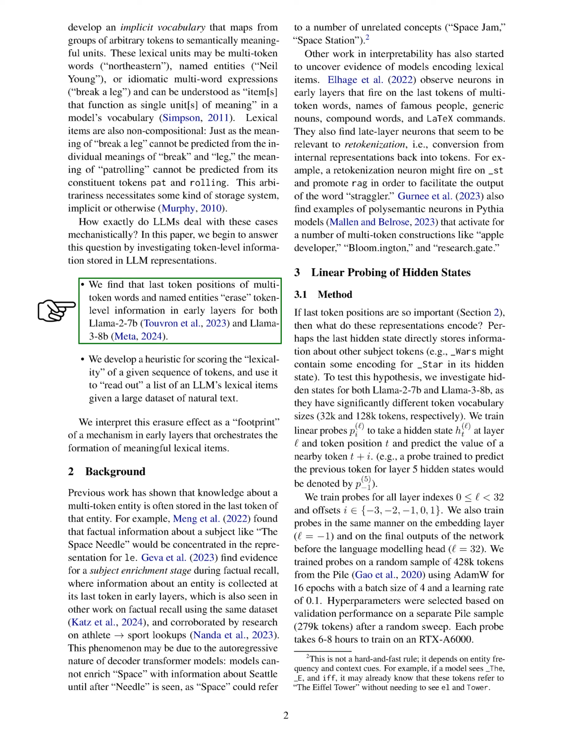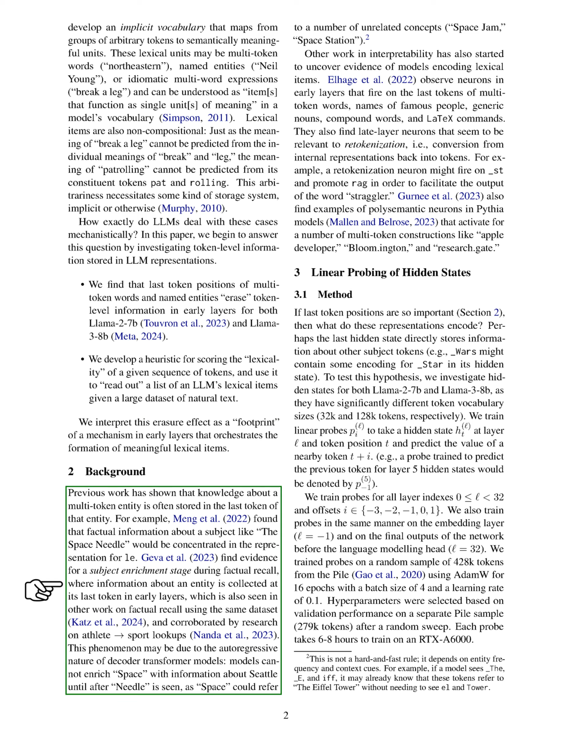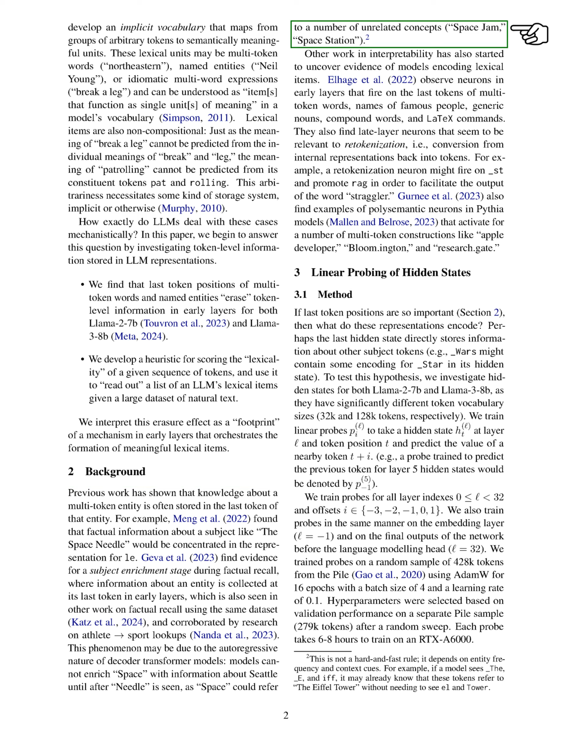We observe that the last token positions of multi-token words and named entities play a crucial role in erasing token-level information in the early layers of LLMs. This erasure effect indicates a mechanism in the early layers that helps form meaningful lexical items. Previous studies have shown that information about multi-token entities is often concentrated in the last token of that entity. This phenomenon may be due to the nature of decoder-transformer models, where information enrichment about an entity occurs at its last token in the early layers.